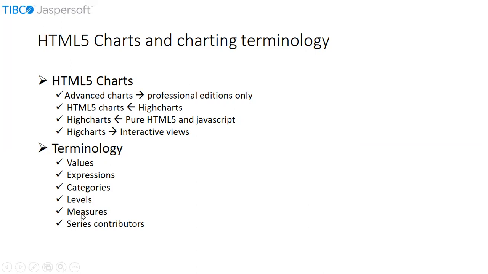Measures represent the numeric value information, and basically this is an aggregated value. Measures represent the height of a bar in a bar chart, or the size of a slice in a pie chart, or some data points on a line chart. And we can also represent the areas using measures. Series contributors, we apply these on measures. We will see more about series contributors when we move on to a bar chart or a line chart.